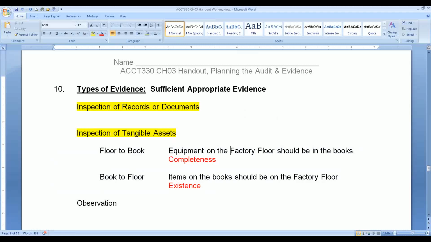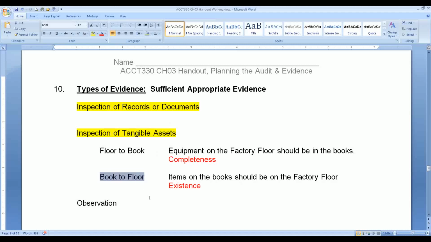However, sometimes things on the factory floor, they pull it out, put it out back, and the garbage man comes and picks it up, and no one knows anything about it. So sometimes you have stuff on your books that no longer exists because no one ever told you that it was taken out. So this is the one that you usually find problems with.